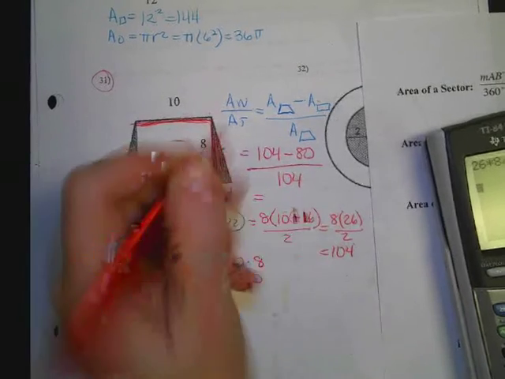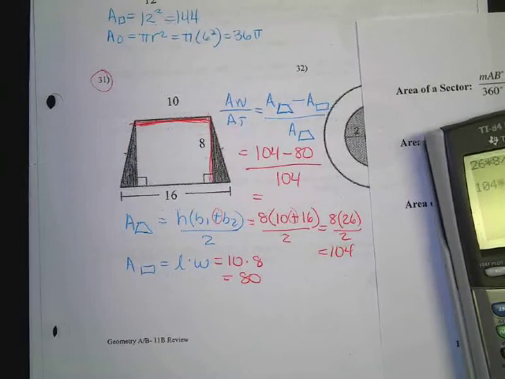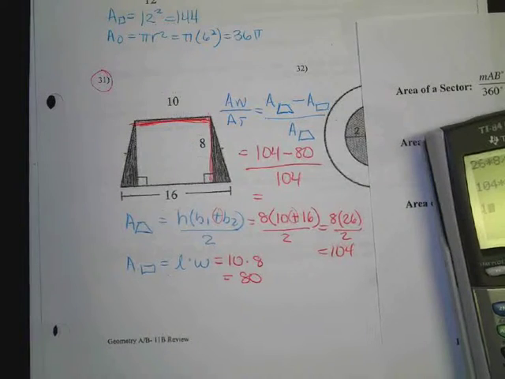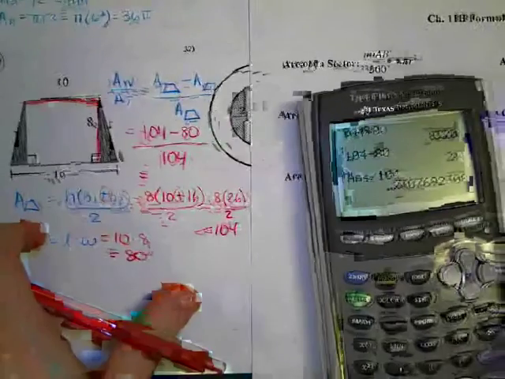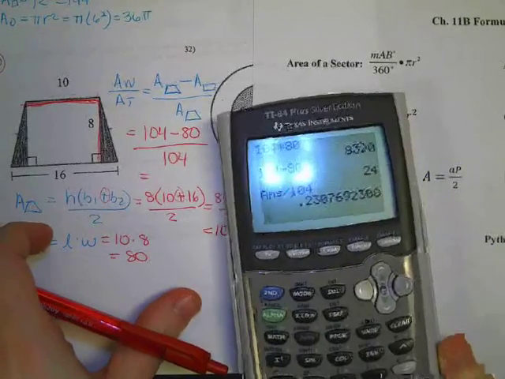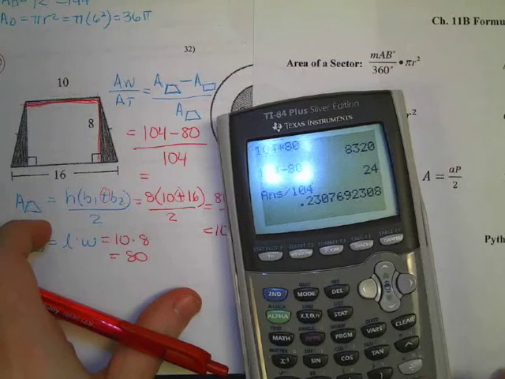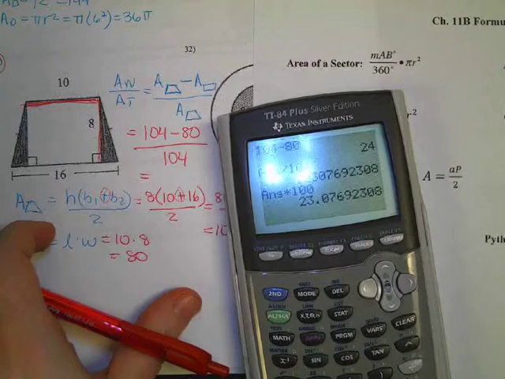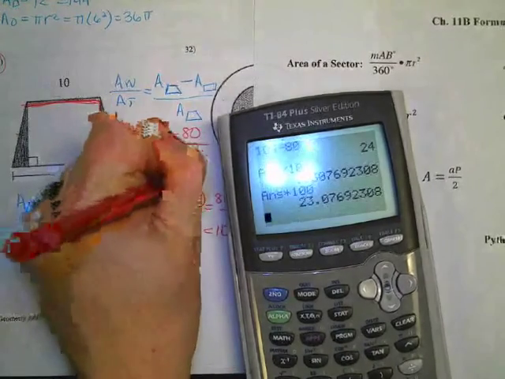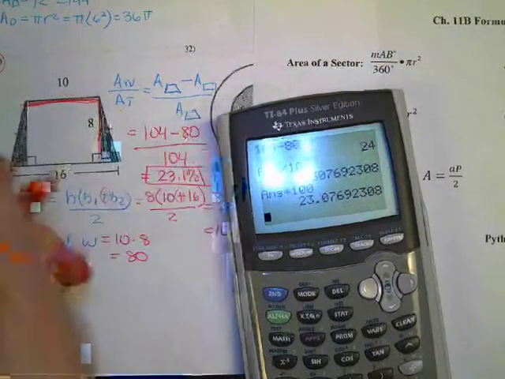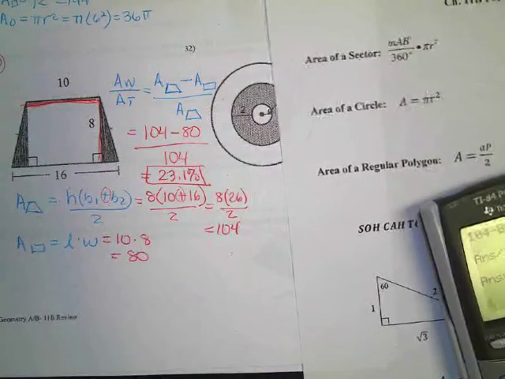This reduces to 104 minus 80 divided by 104 comes out to this decimal, 0.23076. So if we're going to multiply by 100 to turn that into a percent, it comes out to about 23.1%, which would be our final answer for that one.